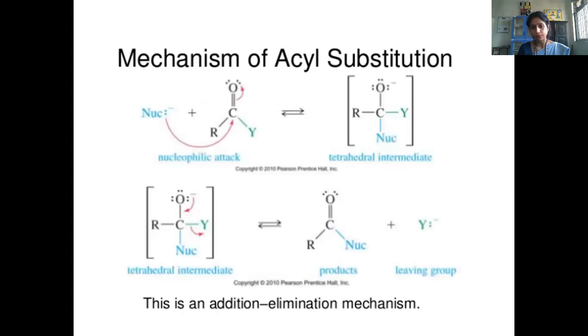Now, if we see the mechanism, in general, any acid derivative is RCOY. Y can be any other group which gives rise to the five different derivatives. First the nucleophile attacks, so it becomes a tetrahedral intermediate. Then the leaving group, the Y group, is eliminated. So first the nucleophile gets added, then the leaving group gets eliminated. So there is first addition, then elimination. That is why it is an addition-elimination reaction mechanism.